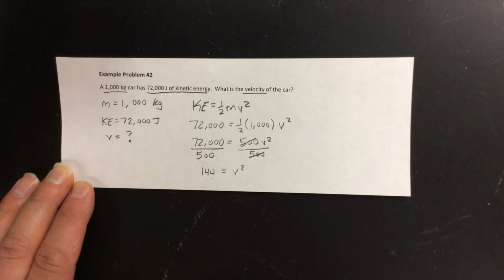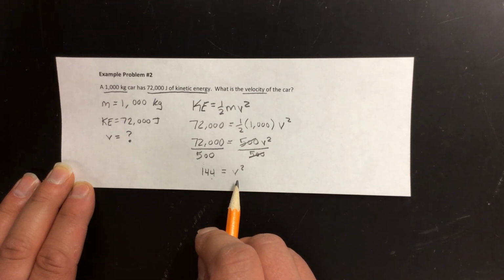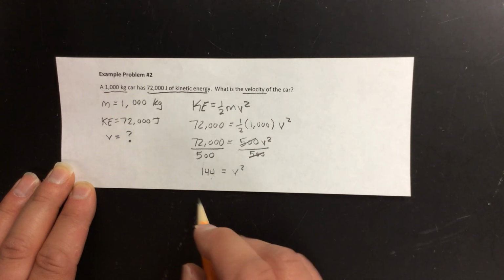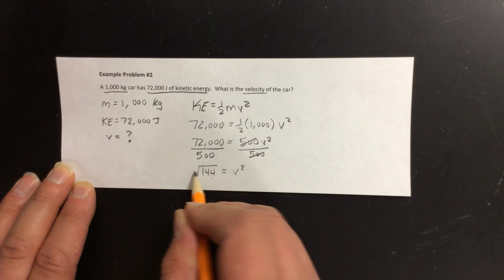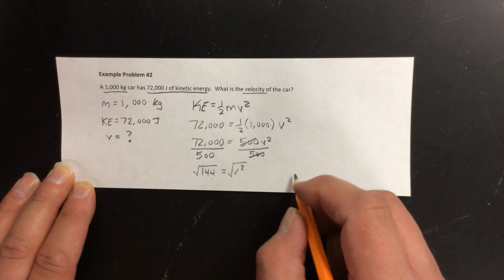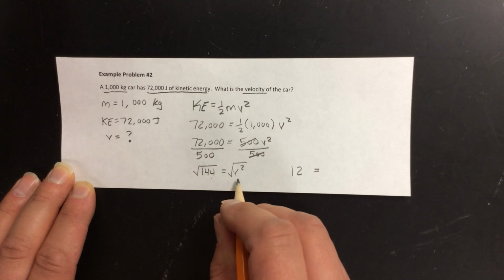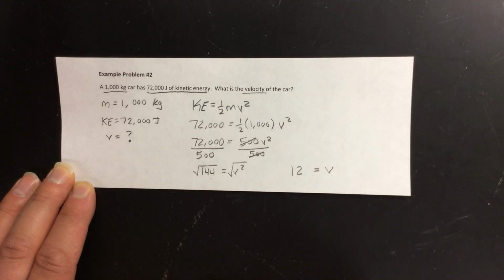We're almost done, but you realize this is a velocity squared. I want the velocity itself. So, to get my final answer, I need to take the square root of both sides. So square root of the left side, square root of the right side. Well, square root of 144 is just 12. Square root of v squared is just v.